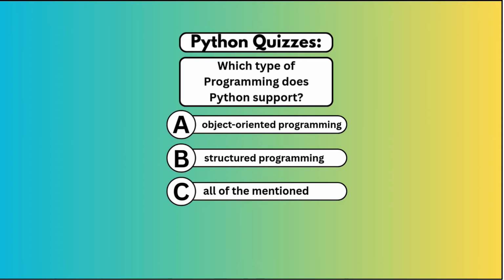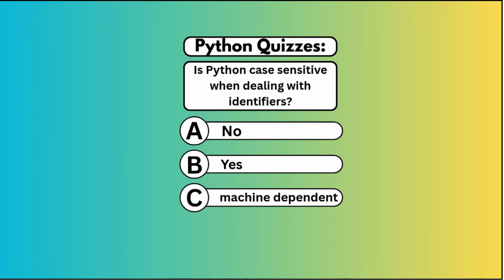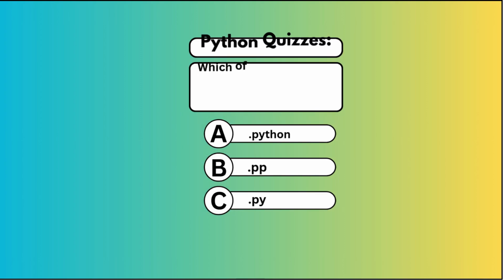Number 2. Which type of programming does Python support? Python is an interpreted programming language which supports object-oriented, structured, and functional programming. Number 3. Is Python case-sensitive when dealing with identifiers? Case is always significant while dealing with identifiers in Python.